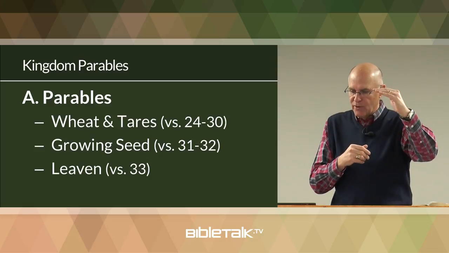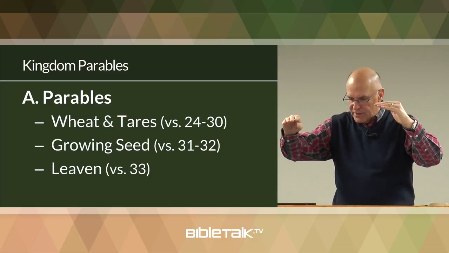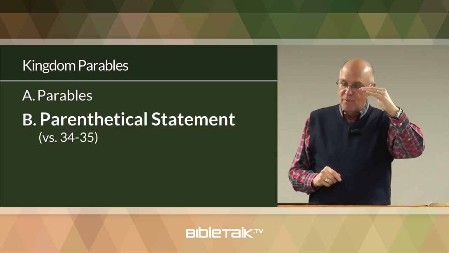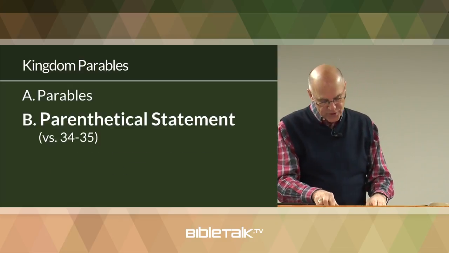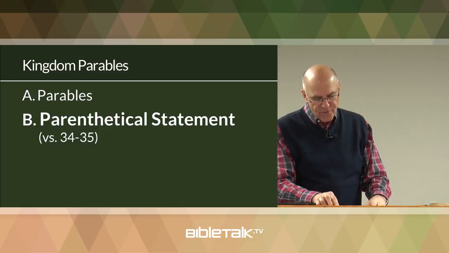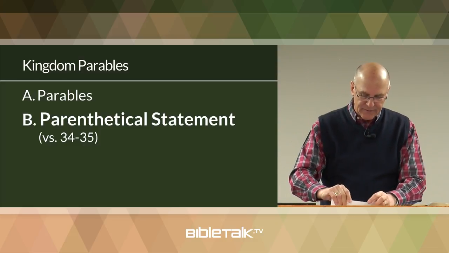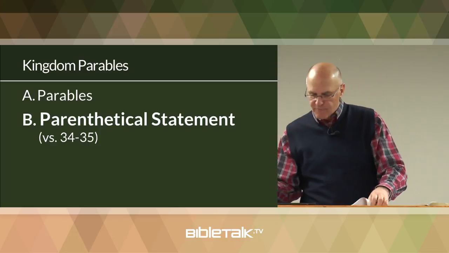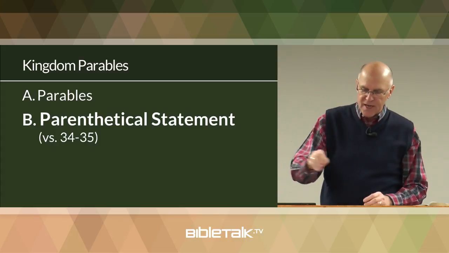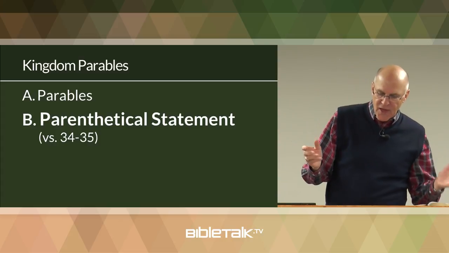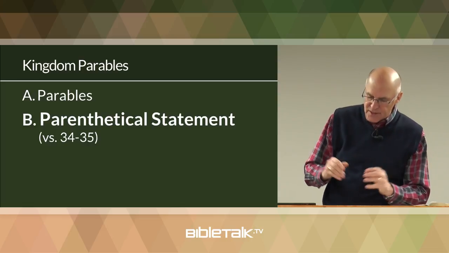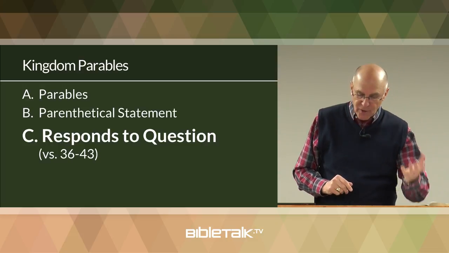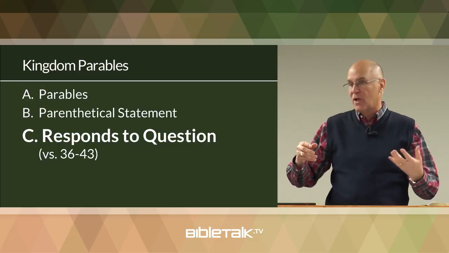So you have parables, the wheat and the tares, the growing seed, and the leaven. Three parables, followed by a parenthetical statement in verse 34 and 35. All right, parenthetical statement, 34 and 35, that He is using these according to prophecy. Then He has an explanation of the parable of the wheat and the tares as a response to another question.